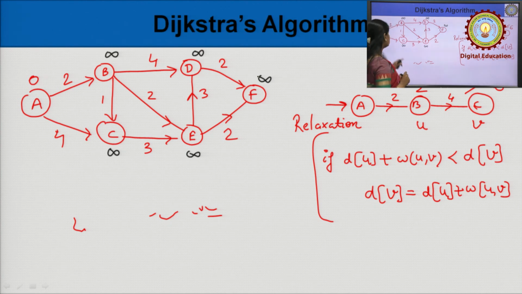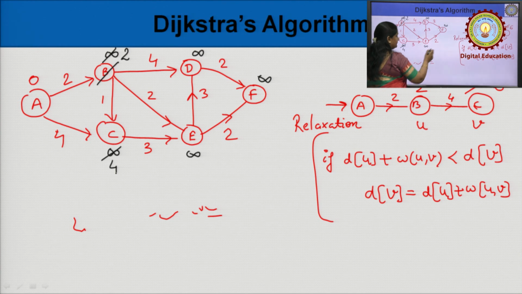Now, check the direct edges from the source vertex to other vertices. There are direct edges from vertex A with weights 2 and 4. So 0 plus 2 is 2. Now relax vertex B, replacing infinity with 2, and replace C with 4. Now the shortest path from A to B is 2 and A to C is 4. Now select the shortest one among all the remaining nodes: 2, 4, infinity. What is the minimum? Minimum is 2. Then select vertex B.